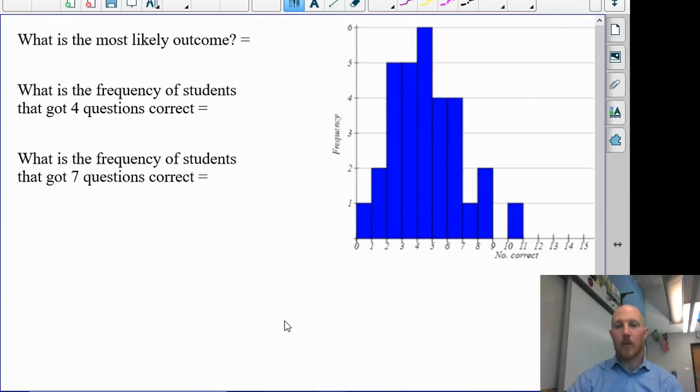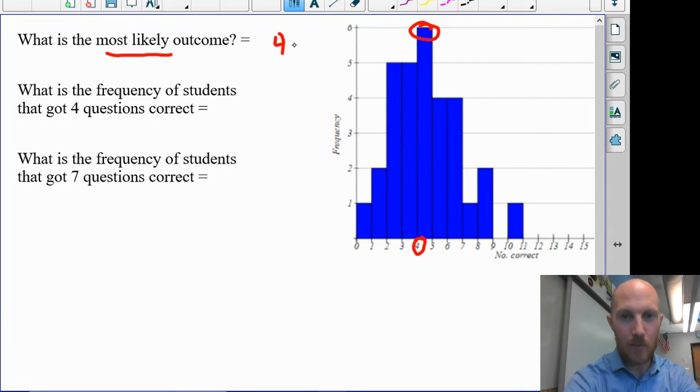Let's do some interpretation. Once we have a histogram, let's see if we can interpret some things. Based on this histogram, what is the most likely outcome? Well, the most likely outcome is going to be the one that has the highest frequency. In this case, that's the tallest bar. If we trace that down to the bottom, that's 4. These bars on the histogram just represent one possible outcome grouped together. It's always going to be the thing labeled on the left edge of that bar. So that tall bar is 4. 4 is the most likely outcome.